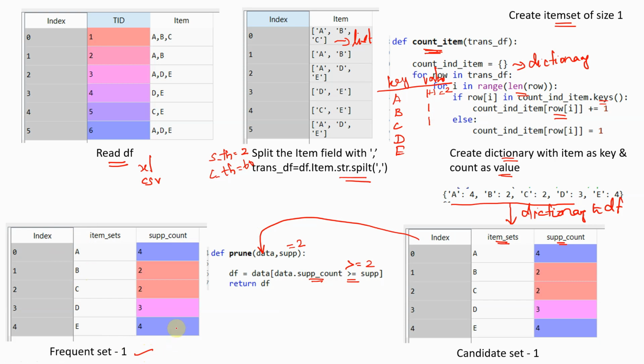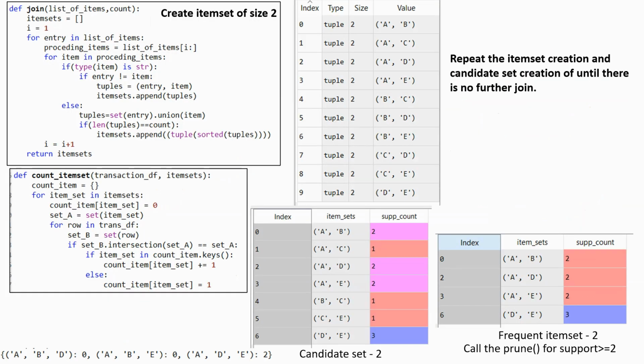And now what is the next step I need to do? I need to find the combination of item sets with size 2. So I need to combine A to B, then A to C, A to D, A to E. Like that I need to create item sets of size 2 combinations. So I need to take only the item sets from the data frame, df.itemsets, which returns only the item sets. I use those item sets to create tuples with the combination of size 2.